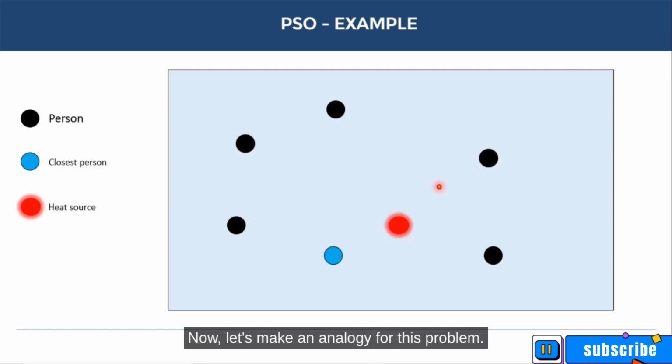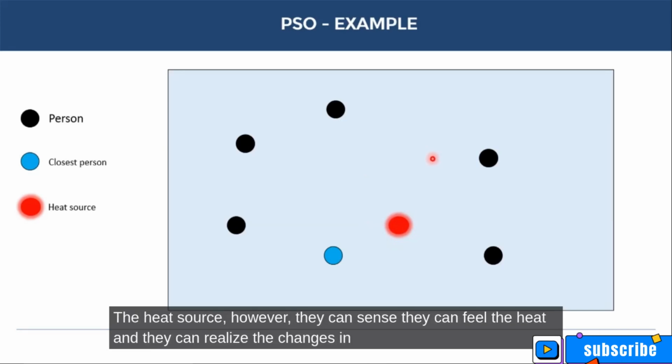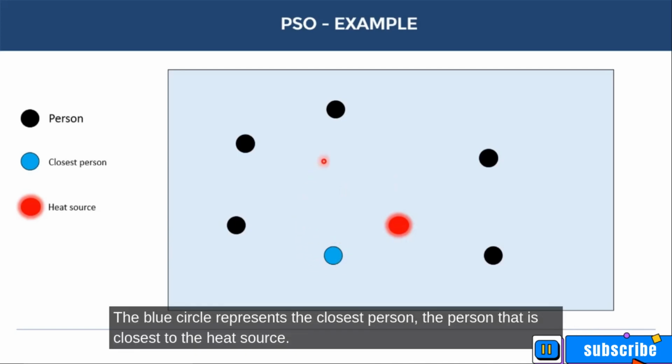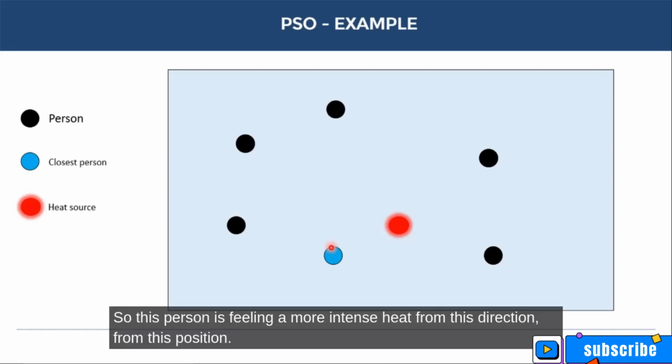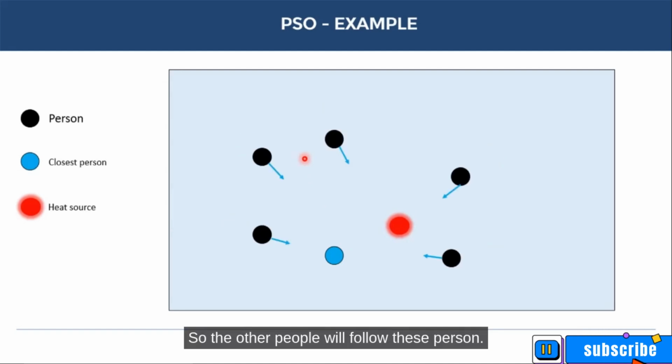Now let's make an analogy for this problem. Let's suppose that here we have 6 people, and in red right here we have a heat source. The people cannot see the heat source, however they can feel the heat, and they can realize the changes in the intensity of heat. The blue circle represents the person that is closest to the heat source. So this person is feeling a more intense heat from this position. So the other people will follow this person.